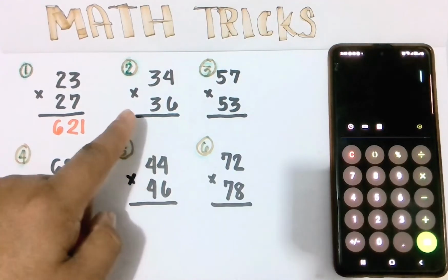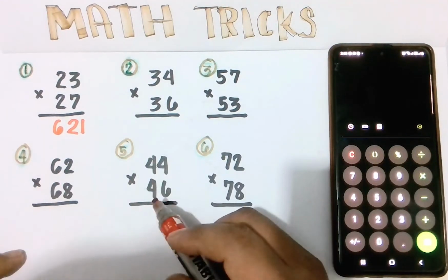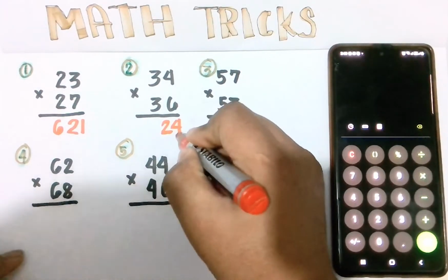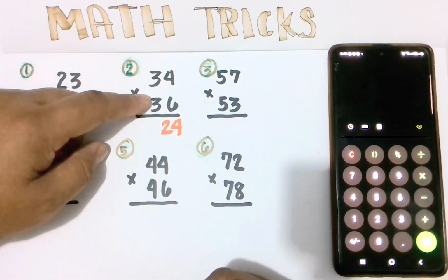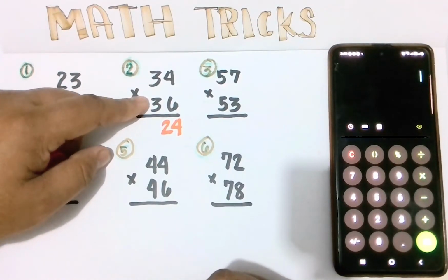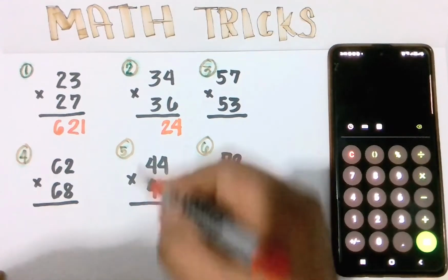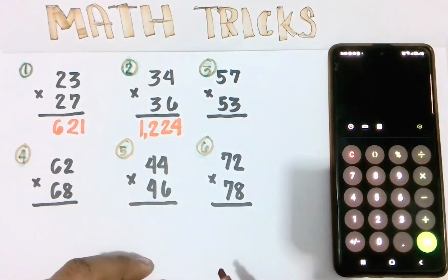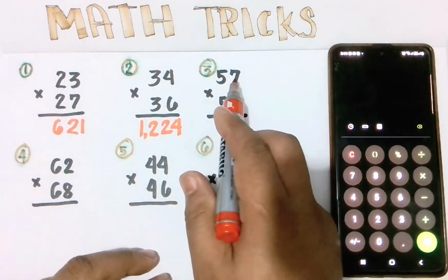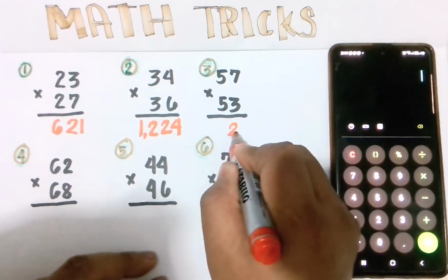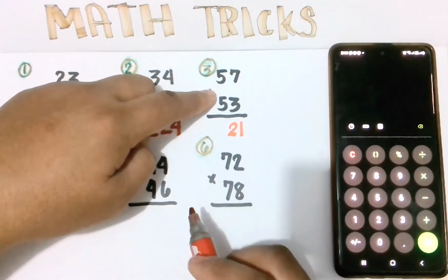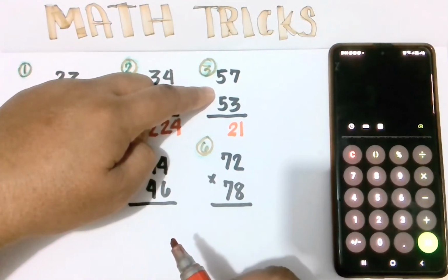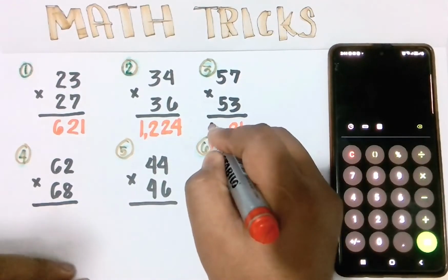Okay. So, number 2. Second example. 6 times 4 is 24. And then, yung magkapareho nating number na 3. Ano ang kasunod ng 3? 4. So, 3 times 4, 12. So, 12. 1 and 2. Okay. So, number 3. 7 times 3 is 21. At ang magkaparehong number nila sa first digit ay 5. At ang kasunod ng 5 ay 6. So, let's multiply 5 and 6. That's 30.